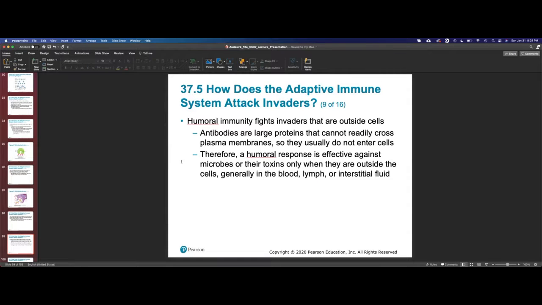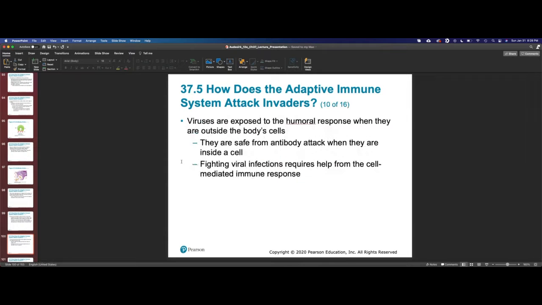So antibodies, again, work in the fluid between the cells, and that's because they're really large and they can't actually cross into the cell itself. And so you'll see those working in the blood, the lymphatic fluid, and the interstitial fluid.